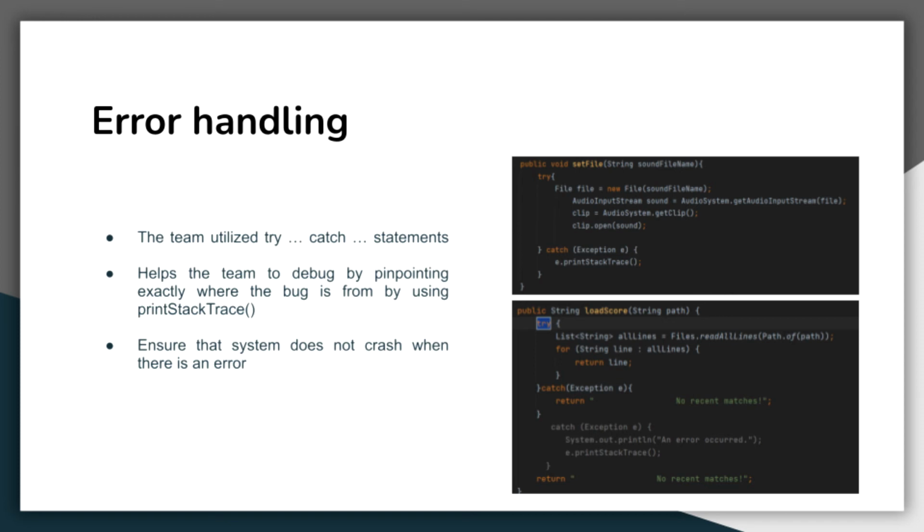In doing so, we require the read and write instructions to be surrounded with try and catch in the event that the file is not available or the file runs into some errors. For example, in our case, when a player launches our game for the very first time, there won't be any past records, and therefore the application will throw an exception that it cannot read the file. We handled the exception by displaying a message that there are no recent matches.